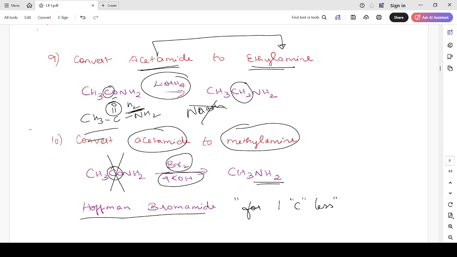You have to remember the mole ratio of the bromine and potassium hydroxide. Recently, this is the part of questions that we are seeing in JEE of late, that they ask you for the ratio of the reagents.